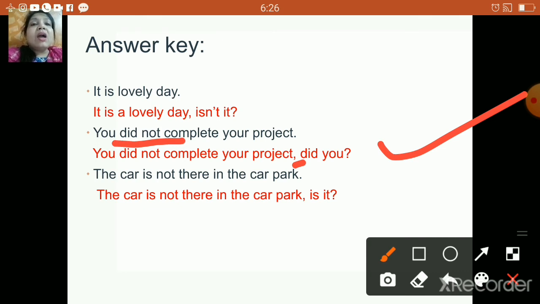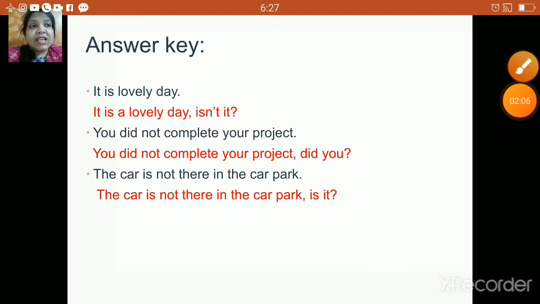Next one. The car is not there in the car park. Yes. Put a comma and then add the question tag, which is, is it? The car is not there in the car park, is it? Right? So yes, we will check a few more question tags.